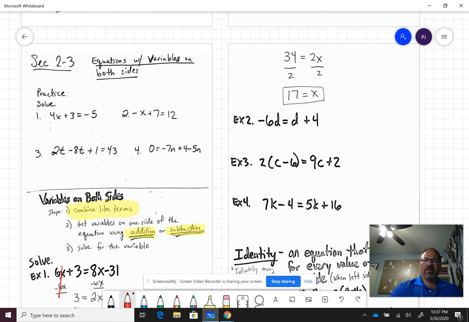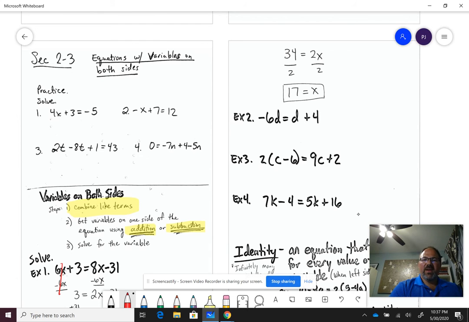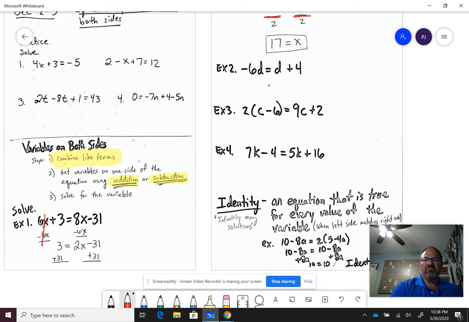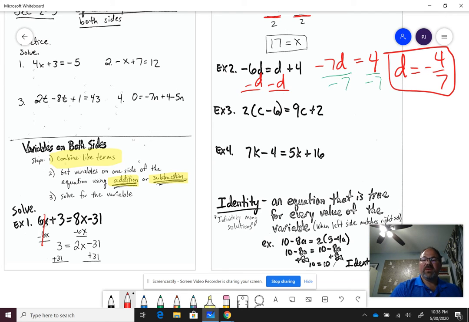And then to get rid of the 2 that's in front of the x, remember that's multiplication. So the opposite of multiplication is division. So we're going to divide both sides by 2. And we end up with x equals 17. Now, you don't have to keep the variables positive. So in this case, maybe it makes it easier if you would just subtract d on both sides. And I end up with negative 7d equals 4. Now, my next step is to divide both sides by negative 7. And I end up with d equals negative 4/7. And yes, sometimes your answers are fractions.